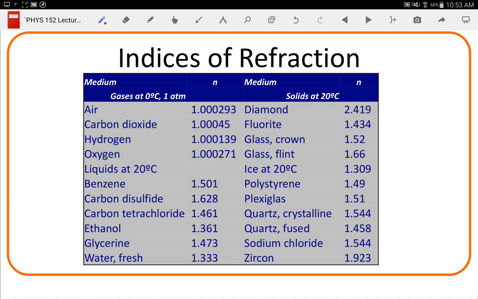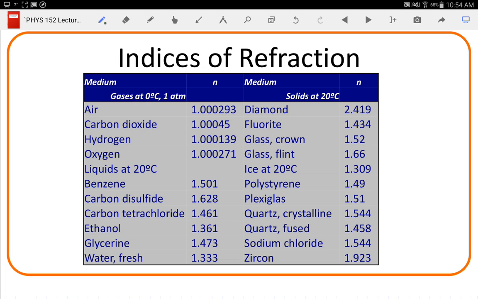So we have a couple gases there. You see all the gases, very high speeds. Then there are some gases with lower speeds. Then we go into liquids, and you see benzene, carbon disulfide. Those have indices of refraction somewhere between 1.3 and 1.7. In our eyes, we have aqueous humor and vitreous humor. Those are both essentially water. They're like 1.34 or something. They're very close to the speed of light in water.